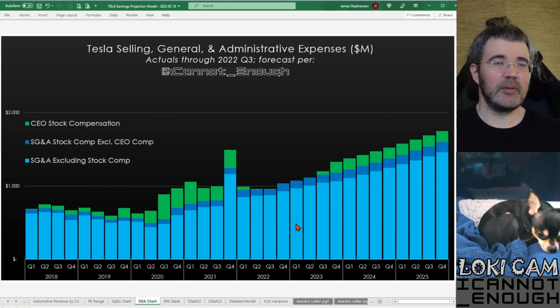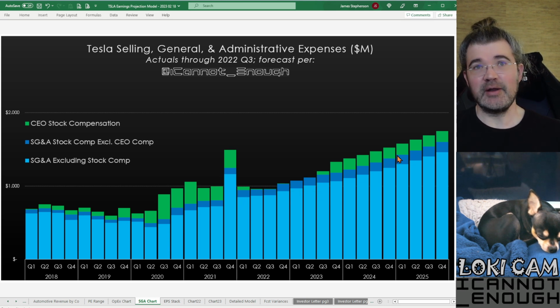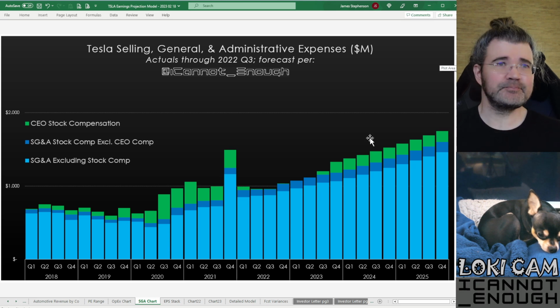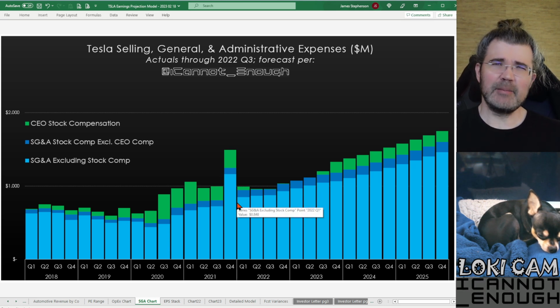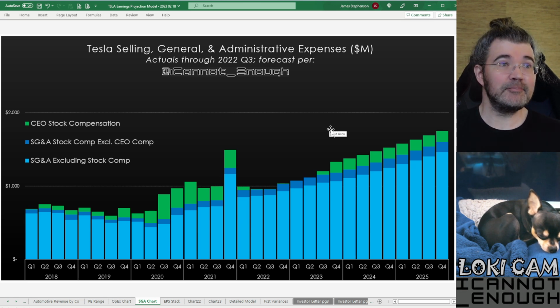So you see those bars here as well, ramping up from about 1 billion now to closer to 2 billion by the end of 2025. These costs are growing at a much slower rate than Tesla's total revenue and gross margin will, which ought to improve operating leverage and help Tesla continue to grow operating margin as time goes by.